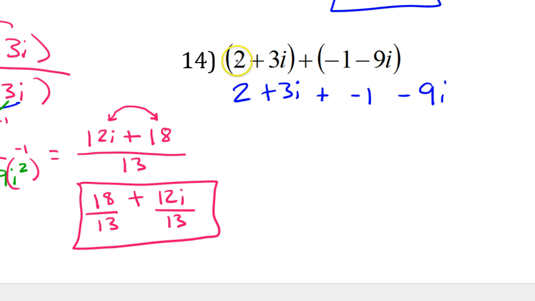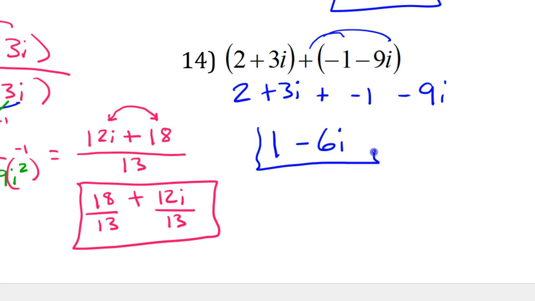I just took away the parentheses. There's nothing in front here to distribute. This is only a positive, all right? Distributing a positive doesn't change anything, leaves everything exactly the same. So this is what I have. Now, 2 and negative 1 make 1. And now, positive 3i and negative 9i make negative 6i. So that's the answer, just combining like terms, that's it.